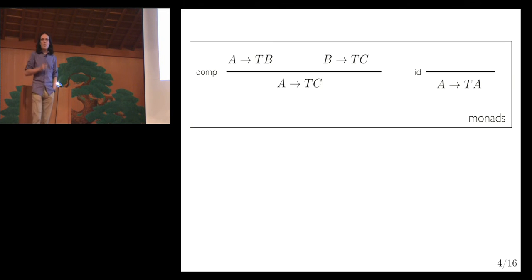And Moggi showed us that this is really useful for modeling effects because we can use T to model the changes that a program does to our environment, things with state and so on, and the structure of a monad nicely captures the sequential composition, which is common to lots of notions of effect.